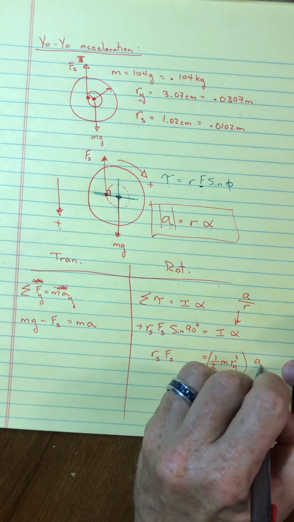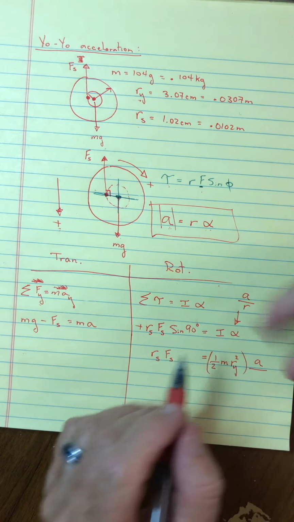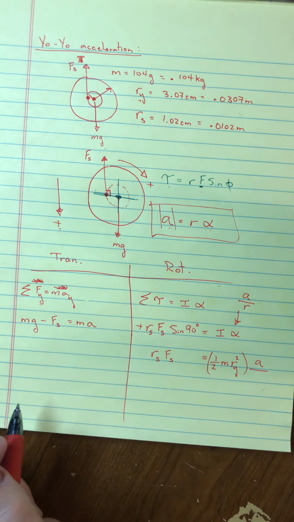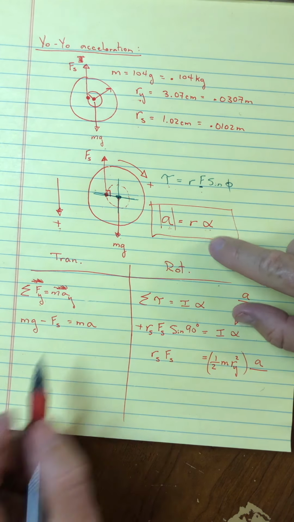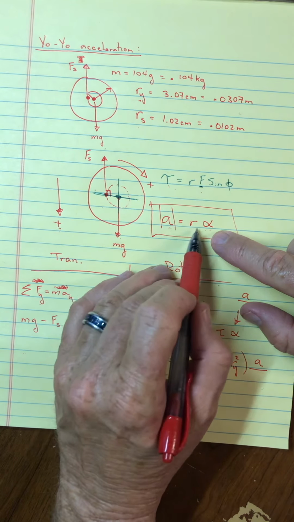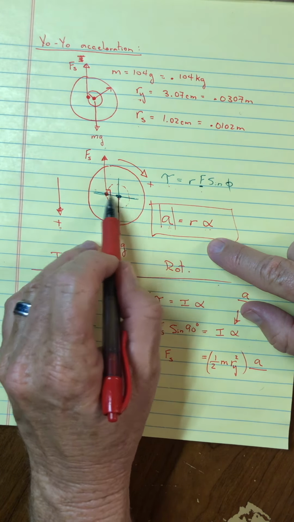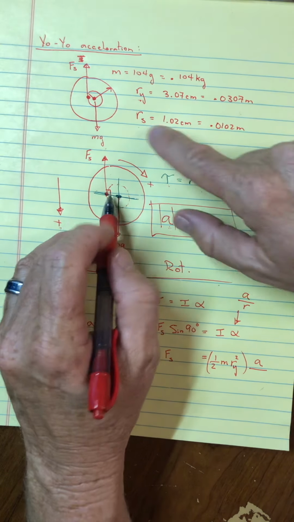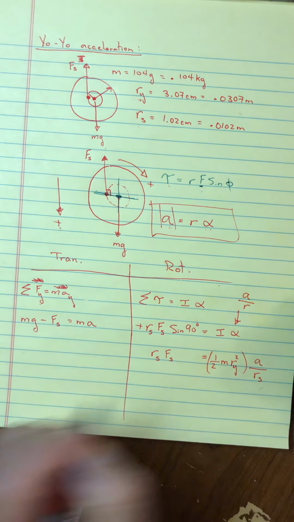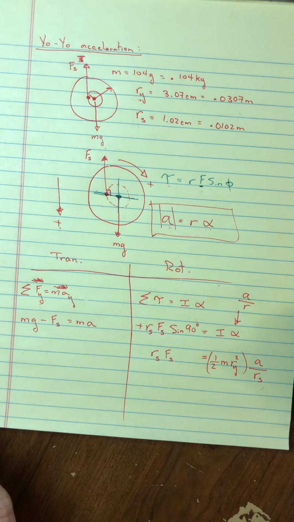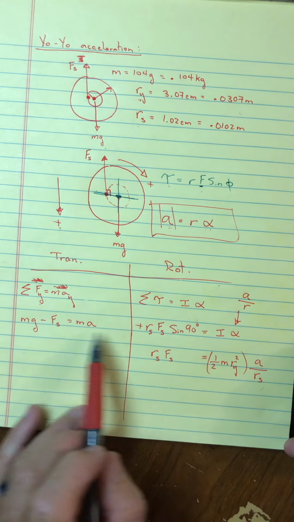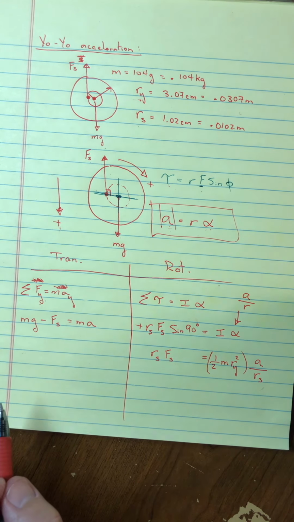So this would be A over R. Now here's the question, which R? Well, the R would be, again, this pivot. How fast is it accelerating relative to this pivot? And that is this R sub S. So you can see here that this is a harder problem because we have different R's here, and we have to be careful with that.